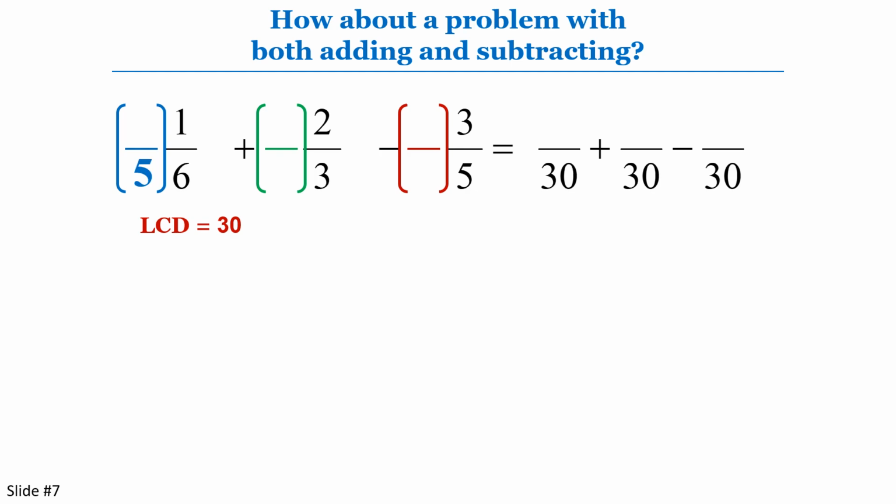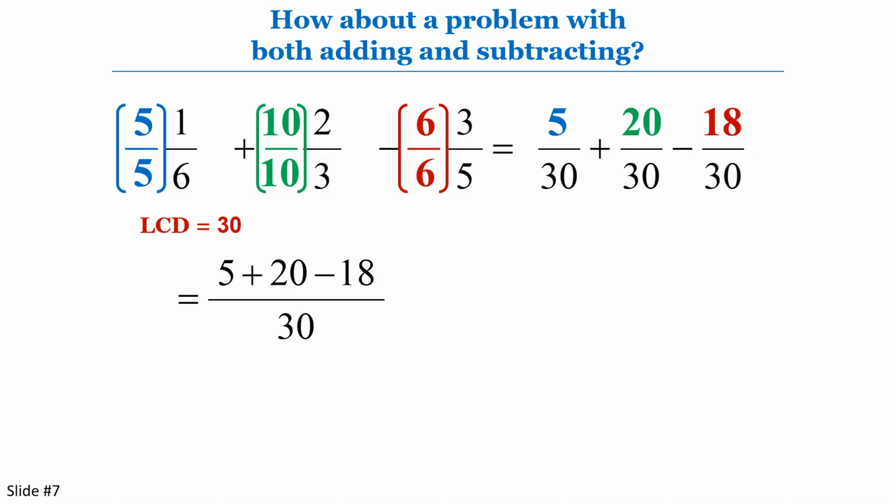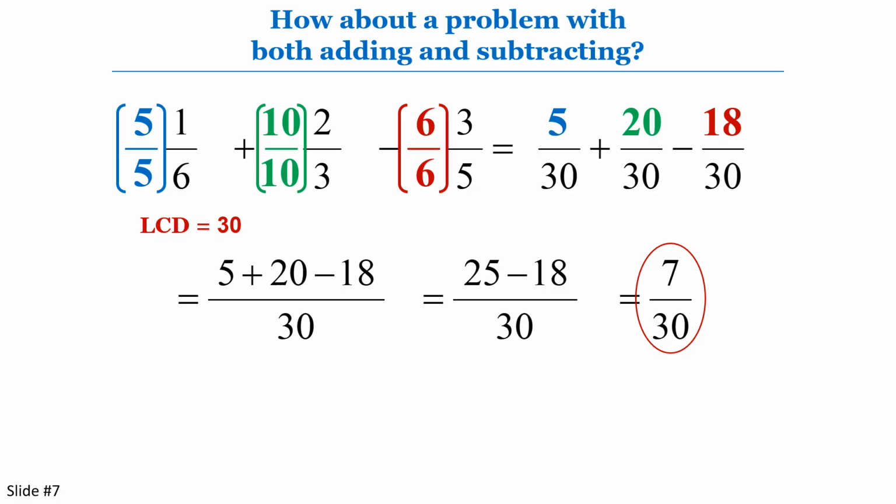The 6 has to be multiplied by 5 to make it a 30. We put a 5 in the top. 5 times 1 gives us 5. So 1/6 becomes 5/30ths. What do we have to multiply the 3 by to make it 30? That's a 10. Put a 10 in the top. 2 times 10 gives us 20 for the numerator of the second fraction. And we have to multiply the 5 by a 6 to make it 30. Put a 6 in the top. 6 times 3 gives us 18. Now that we have all the common denominator, we just have to do what the numerator tells us to do. 5 plus 20 minus 18, which is 25 minus 18, which is 7 over 30.